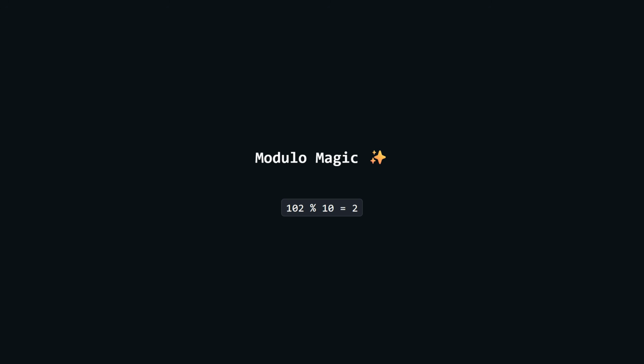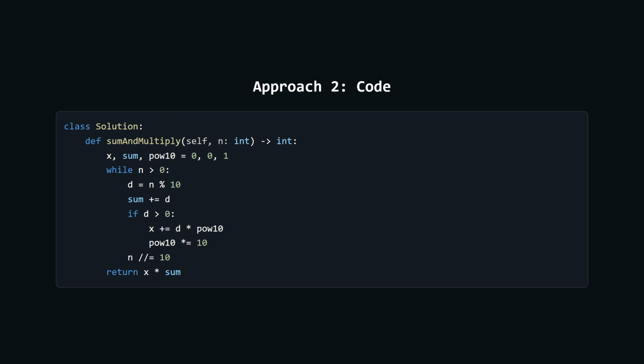Yes, we can. We can extract digits directly from the number by looking at the remainder when we divide by 10. Because of how math works, this pulls the digits off backwards, starting from the end of the number and moving to the left. Here is the code for this optimal mathematical approach. It looks slightly more complex, so let's break it down line by line.